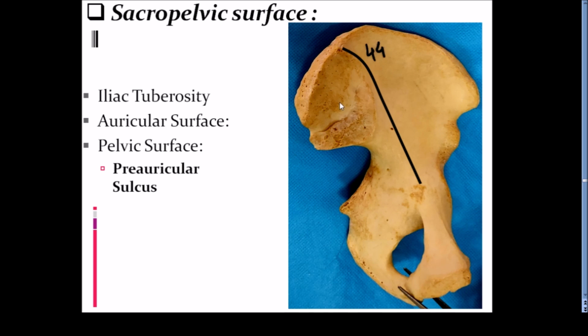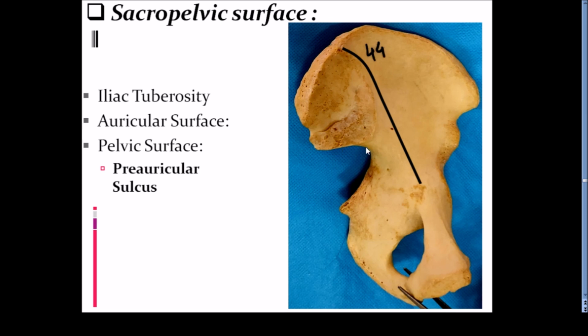So just below the dorsal segment, on the inner surface and behind the medial border, this is the iliac tuberosity. Anterior inferior to it is the articular surface. Anterior inferior to this articular surface is the smooth pelvic surface, and this forms the lateral wall of the true pelvis.